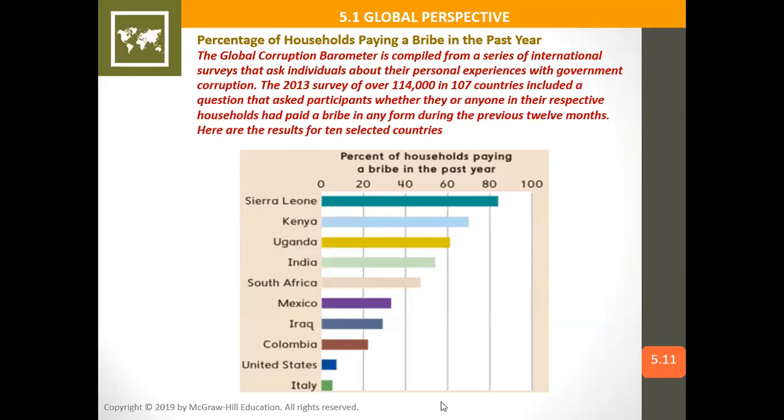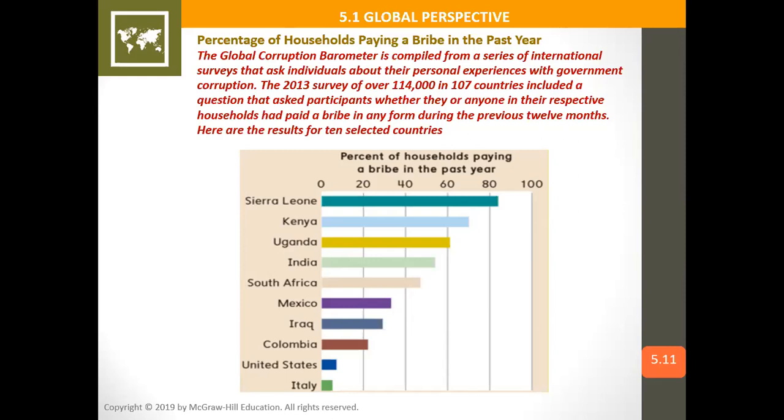So, like you see here, percentage of households paying a bribe in the past year. So they use the government corruption barometer, and they show the percent of households paying a bribe in the past year. Sierra Leone is over 80%. Places like Sierra Leone and Kenya and Uganda are very high, over 60% for each of them. So they're a lot more corrupt than, let's say, the United States. The United States is just below 10%. So there's still bribery that happens in the United States political system, but it's a lot less than somewhere like Sierra Leone. It still happens, but not at a high rate.